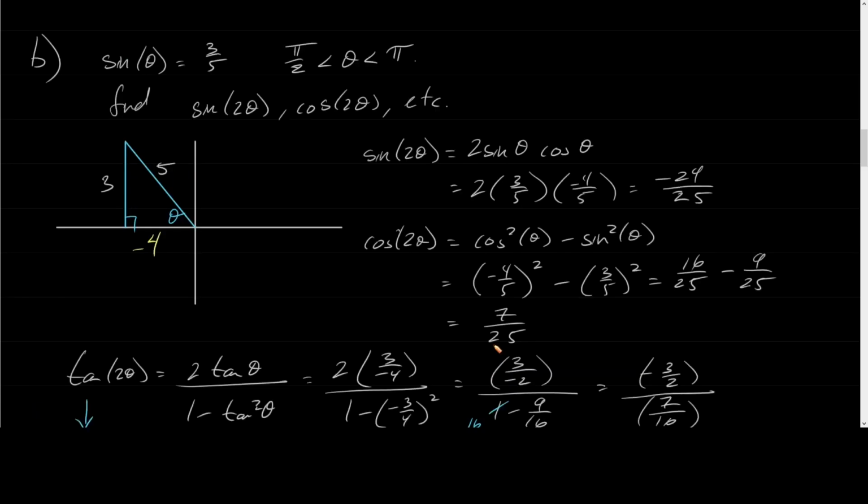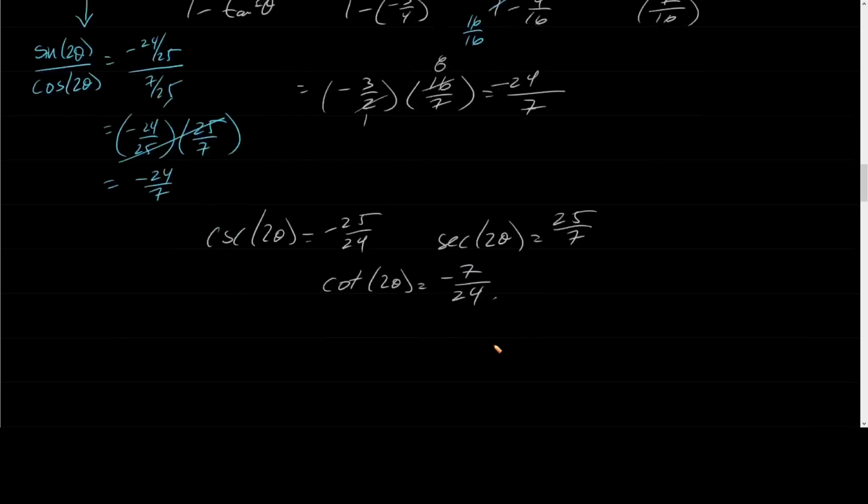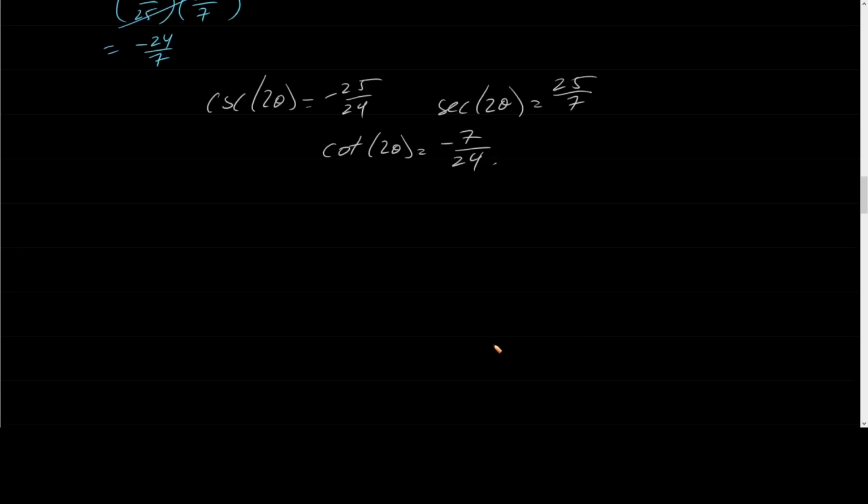All right. Let's look at a different one. Let's see. So example C. Rewrite cosine of 3x in terms of cosine of x.